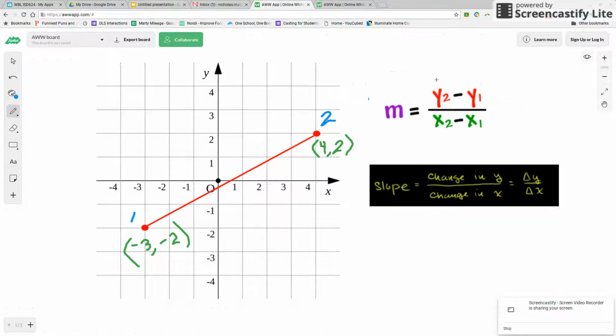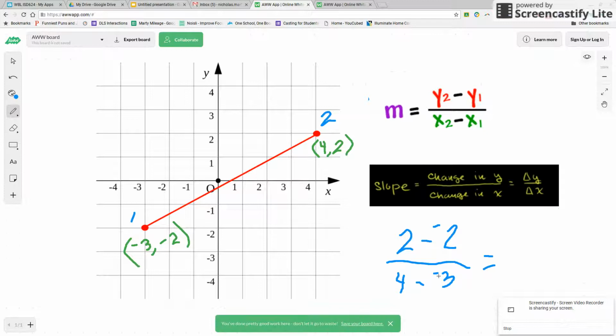The first number we have to find is the y of the second point. Here's our second point. Our y number is 2, so I'm going to plug that in. We have 2 minus the y of our first point. There's our first point, and our y is -2. So we have 2 minus -2 over, now I figure out the x of my second point. That's why it says x2. My second point's x is 4, and I'm subtracting from it the x of my first point. So 4 subtract -3.